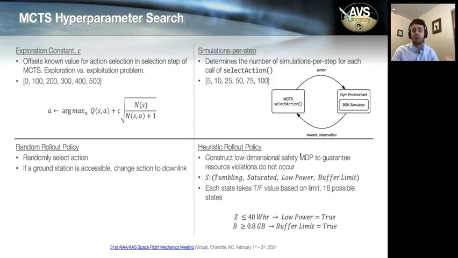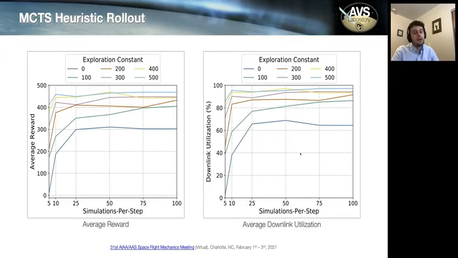Instead, the agent can explore high value states with high reward. So here are the results from the heuristic rollout. I don't have the random rollout results in this presentation because they're quite bad, which is as we expected. But here you can see that fairly quickly on the right, we have average downlink utilization plotted. And at only 10 simulations per step and an exploration constant of 500, the agent reaches about 95% downlink utilization, which is our measure of optimality.